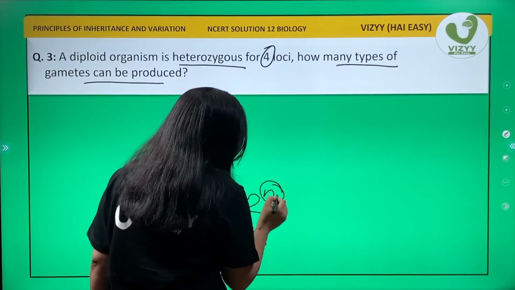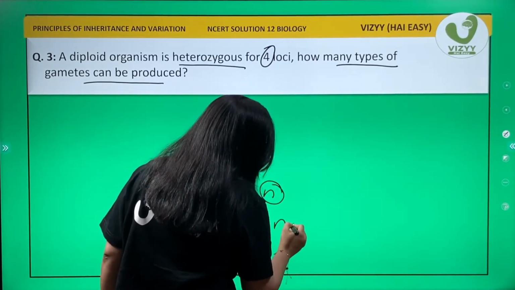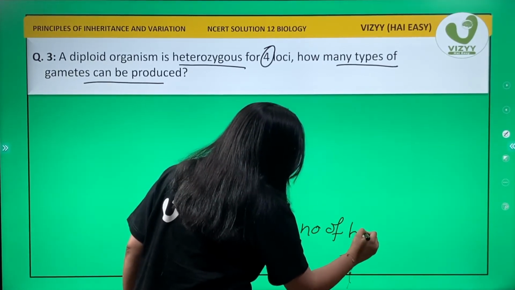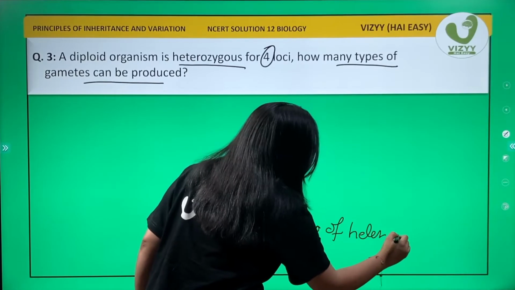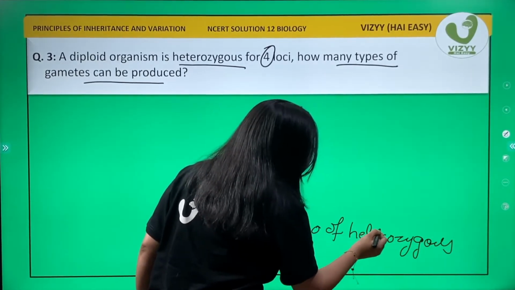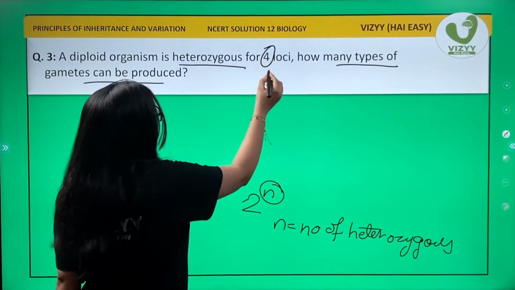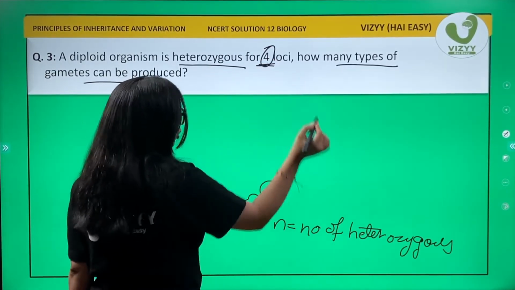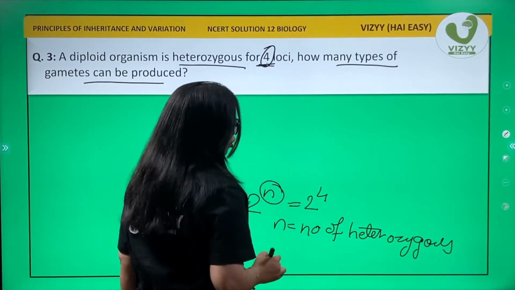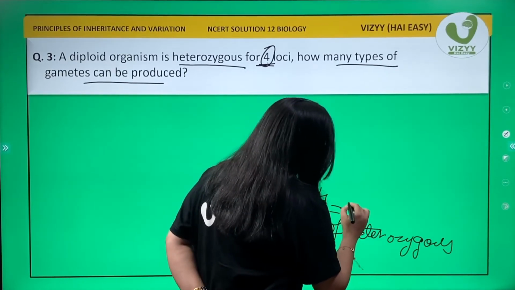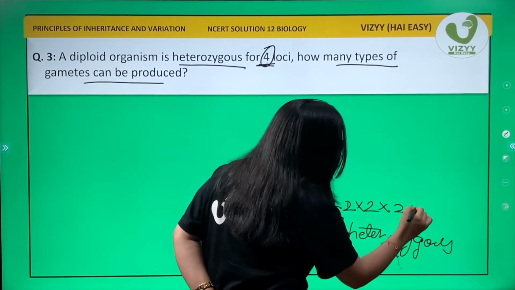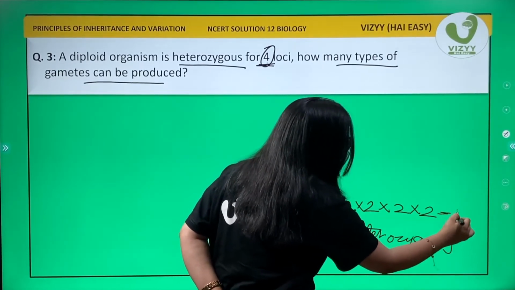Now n here is the number of heterozygous. Okay, so we have got heterozygous at 4 loci. So we'll write 2 raised to 4, which is equal to 2 into 2 into 2 into 2, which is equal to 16.